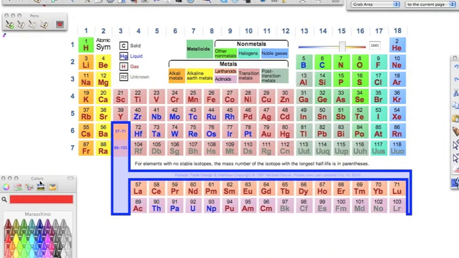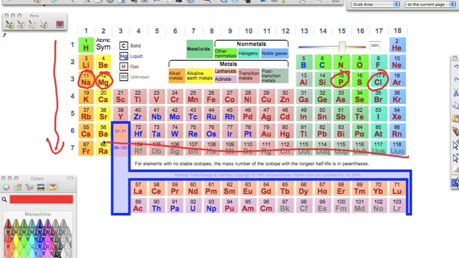It says, of the following elements, which has the largest atomic radius? So we're dealing with sodium and magnesium and phosphorus and chlorine. And guys, remember that atomic radius increases as we move down and as we move left on the periodic table. So the largest is going to be sodium.